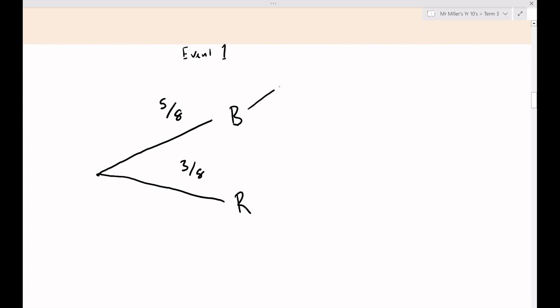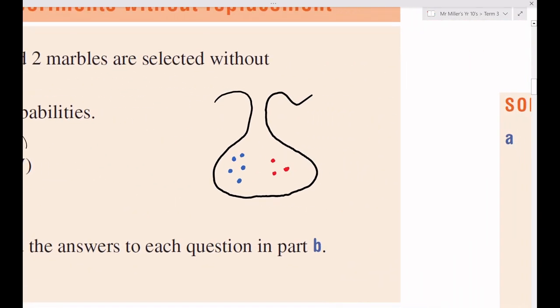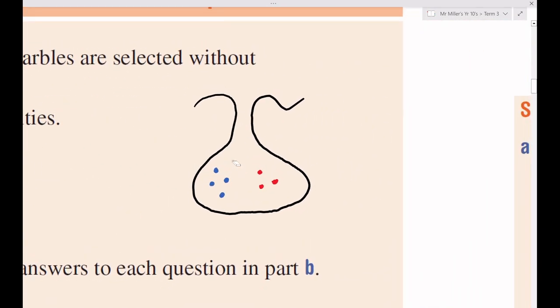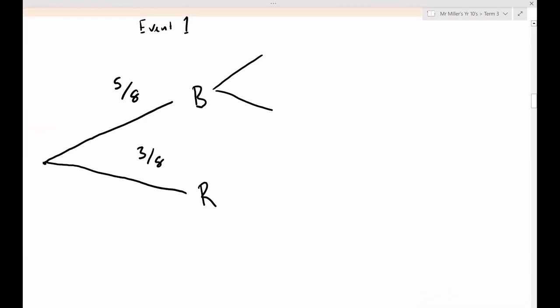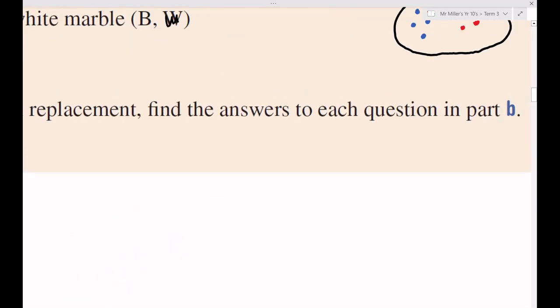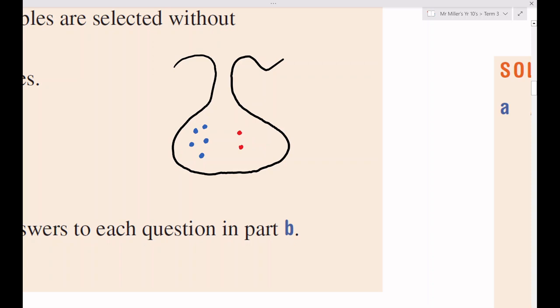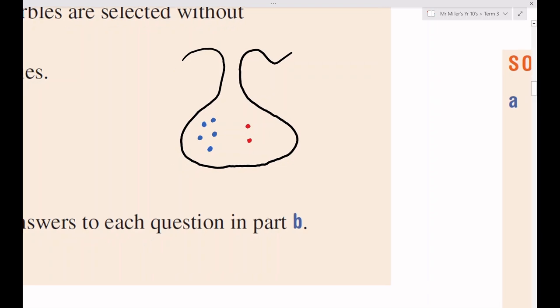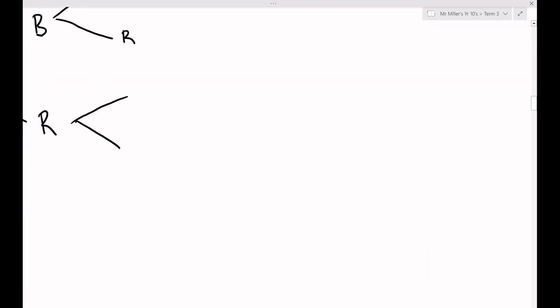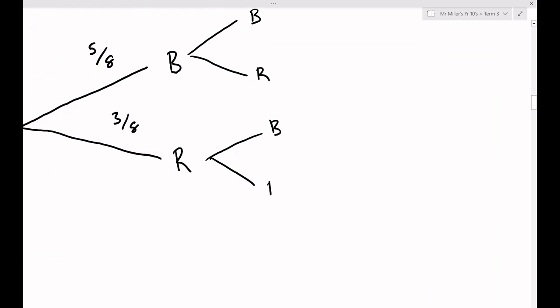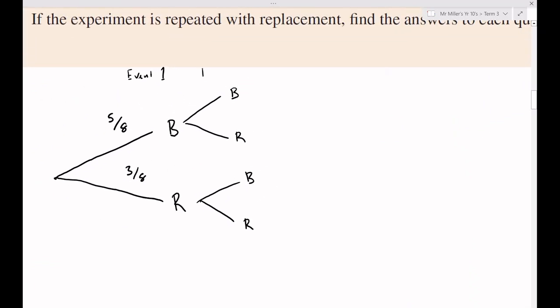Now my second event. If I select blue in the first event, and then I reach in to select another marble, my possible outcomes again are going to be blue and red. I reach in for the second time, I might get a blue or a red. Same thing here. If I select a red on that first round, and I reach in for a second time, I might also possibly get a blue or a red. So blue or red. Let's talk about the probabilities in the second event now.